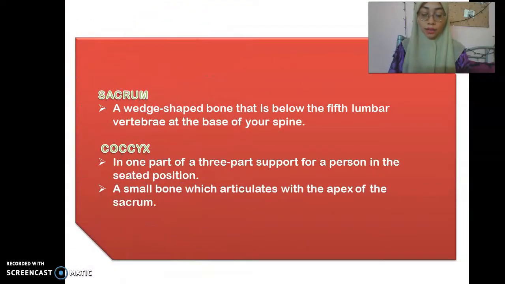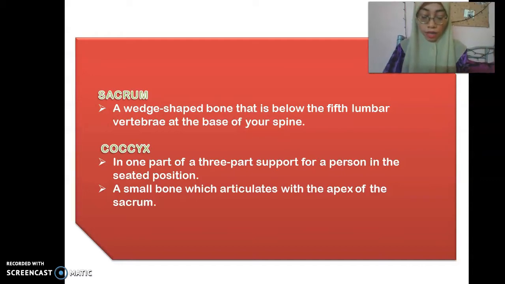Next is the sacrum. The sacrum is a wedge-shaped bone below the 5 lumbar vertebrae at the base of our spine. The sacrum is a large, flat, triangular-shaped bone resting between the hip bones. So the sacrum is located in the middle of the hip bones.